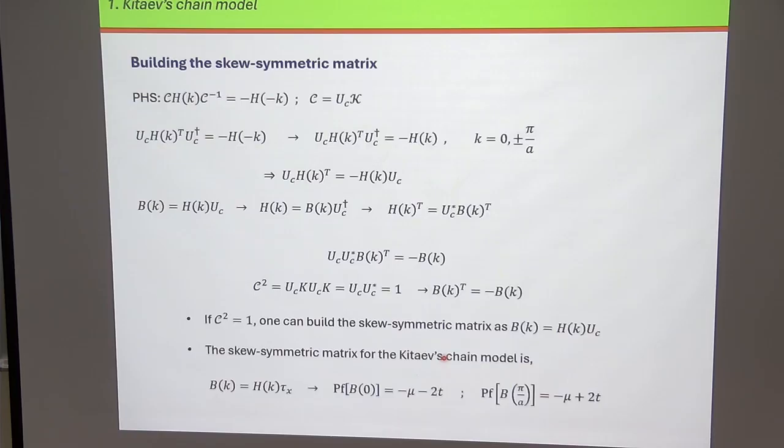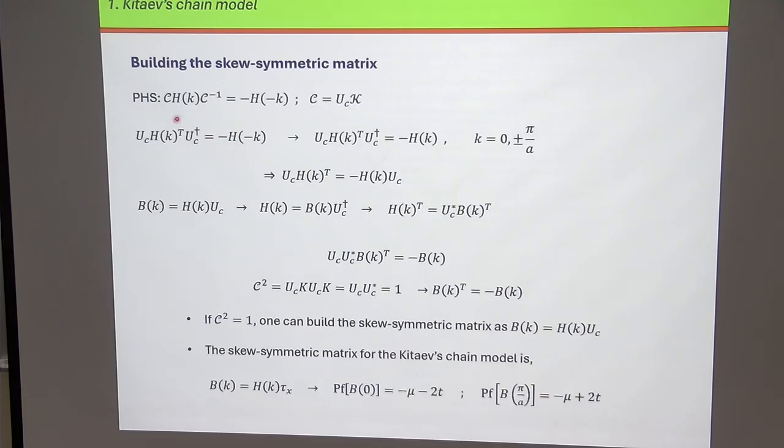Anyway, so how to build this matrix? We can use the particle-hole symmetry, which in that case imposes this property here. And then we know that my charge conjugation operator can be written as this unitary transformation times the complex conjugation. From this equation here, I can just substitute this C in here, and this follows, right?